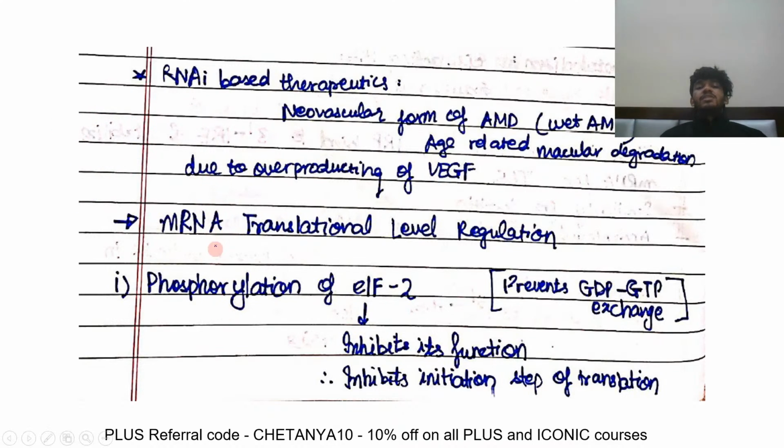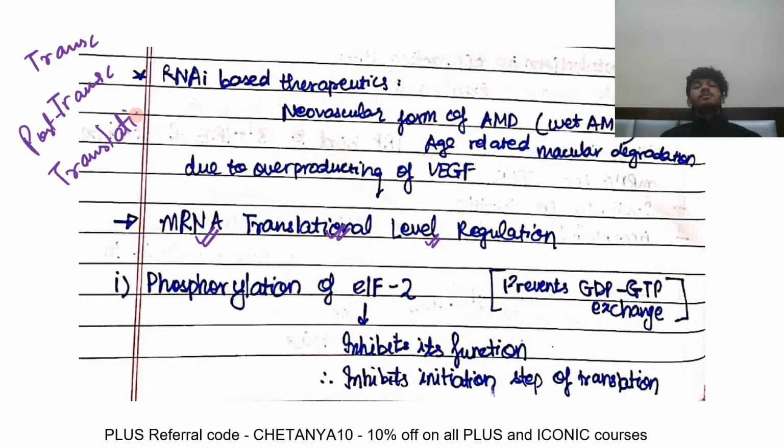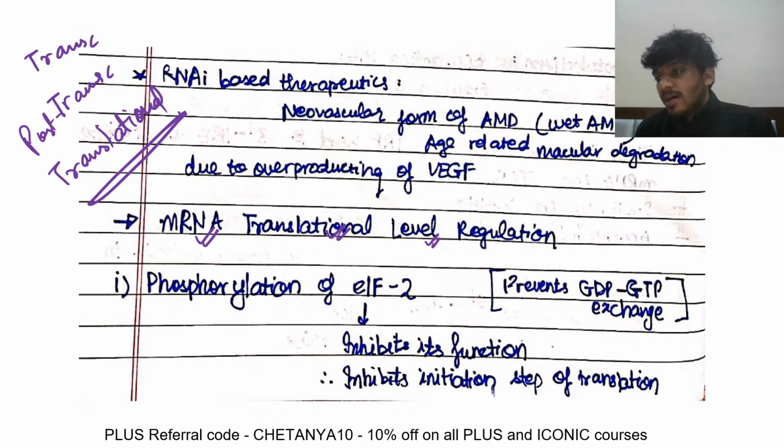Now the next level of regulation is the translational level of regulation. Now what we did was the post-transcriptional. So we have done transcriptional, then post-transcriptional. Now we are doing translational. The third level of regulation, translational level of regulation. Are you clear with everything else that we have done so far?